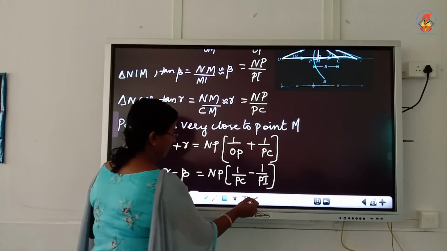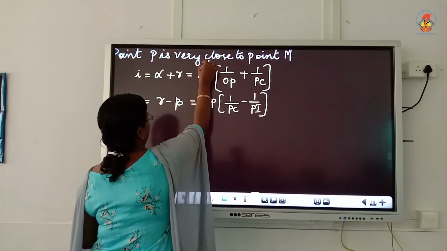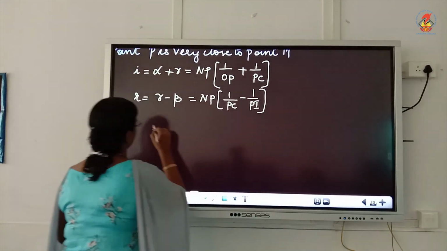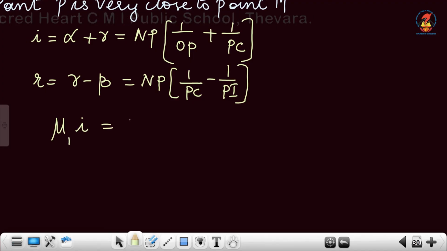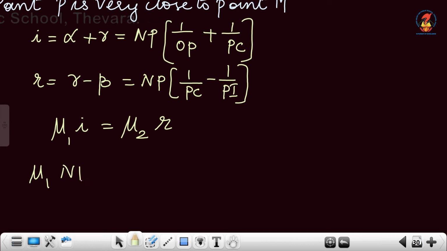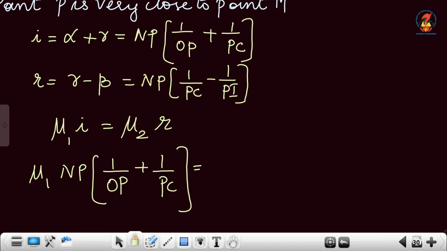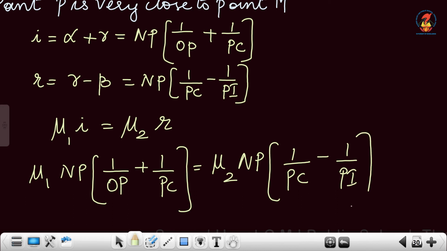And what was the first equation? First equation was mu1 into I is equal to mu2 into R. So mu1 into I, what is I? mu1 into NP into 1 divided by OP plus 1 by PC is equal to mu2 into R. Mu2 into what is R? NP into 1 divided by PC minus 1 divided by PI.